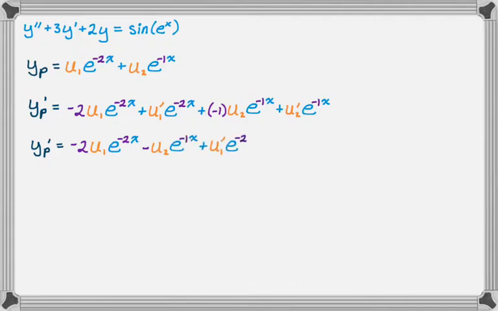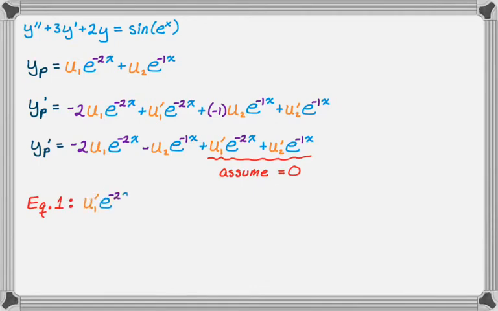So we rewrite it. I move all the primes to the back because we're going to do something with those. So here's what we do with those. We're going to assume that this term is just equal to 0. We don't know what u1 is. We don't know what u2 is. So we can make this kind of assumption. So that's an assumption we're going to make. That gives us our first equation in the system of equations that we're going to solve.